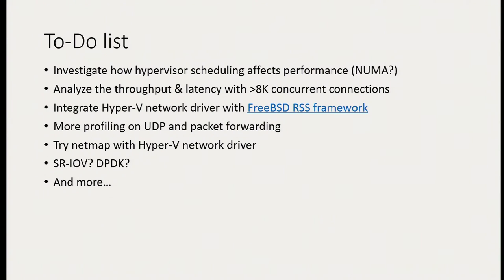And another important thing is we don't do a lot of investigation for the UDP and the packet forwarding. You know, the FreeBSD LRO API mainly works for the TCP. If you use the UDP or you use the FreeBSD VM as a gateway in the packet forwarding case, the TCP LRO is automatically disabled. So this is maybe an issue for the UDP and the packet forwarding case, and we are trying to investigate more on this.